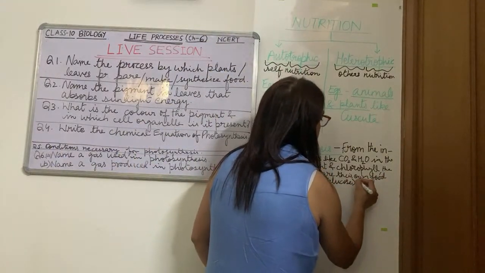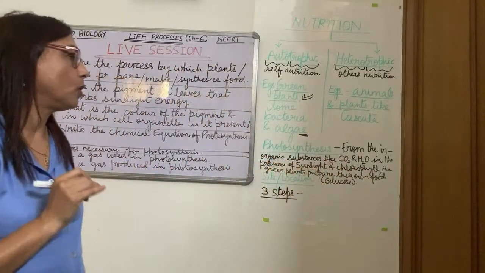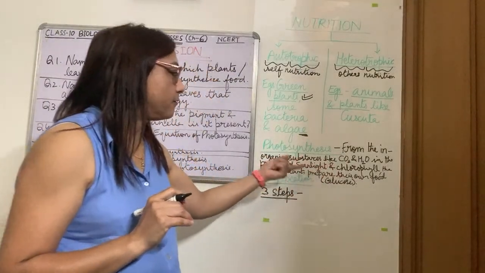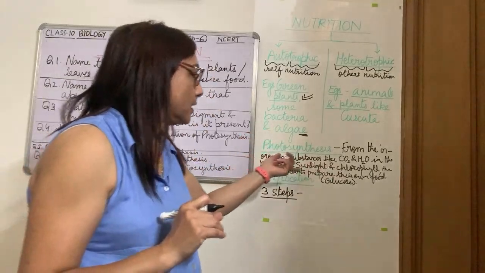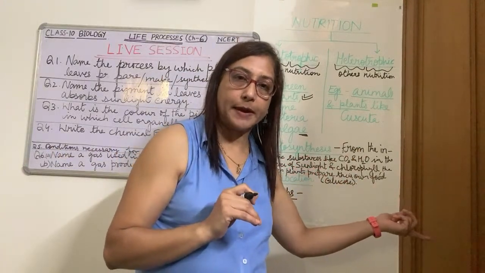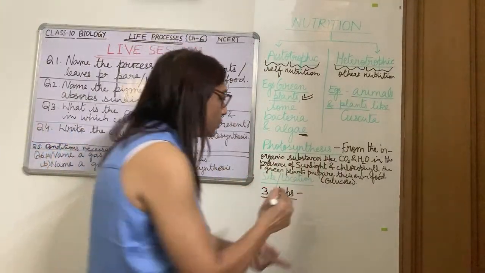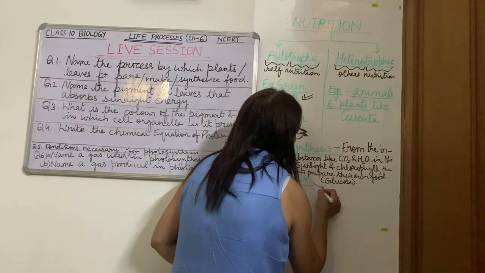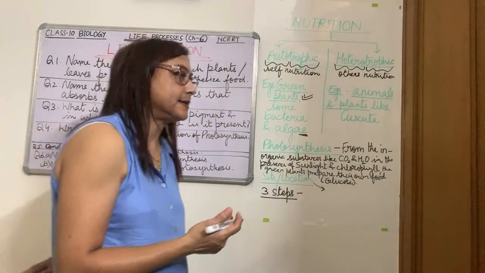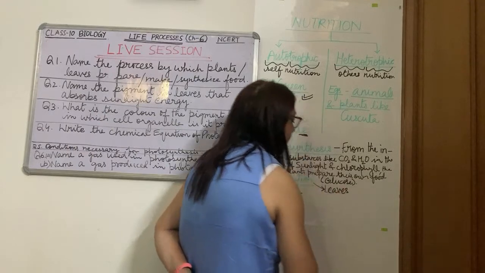And this process is known as photosynthesis. Now, children, I think I have told you in my previous classes what chlorophyll is and where it is present, and let us just revise it again. What is the site or location of photosynthesis? Where does photosynthesis take place? Photosynthesis takes place in the leaves, children, in the leaves.